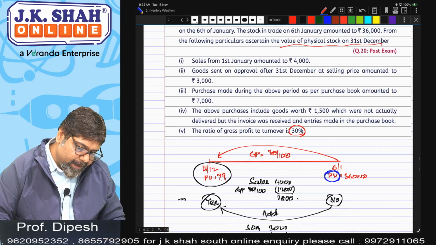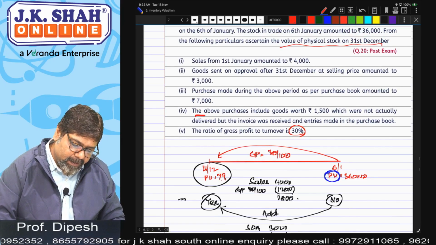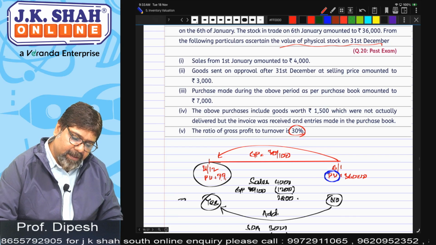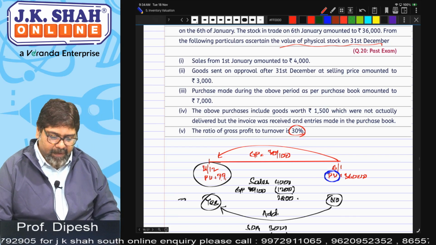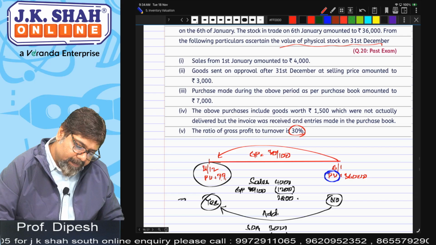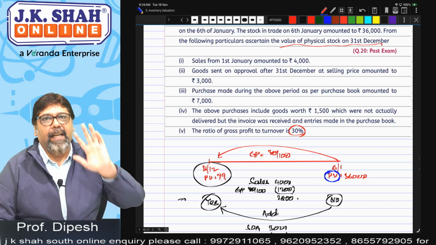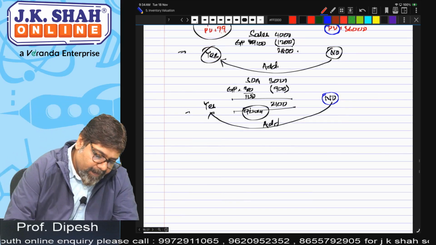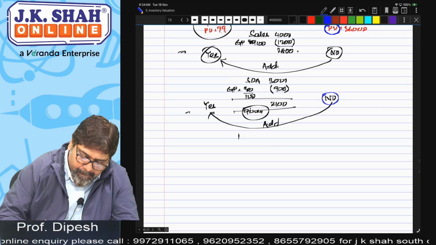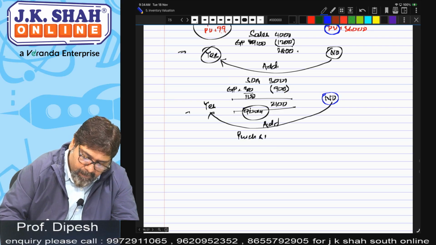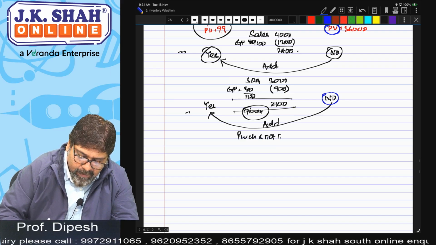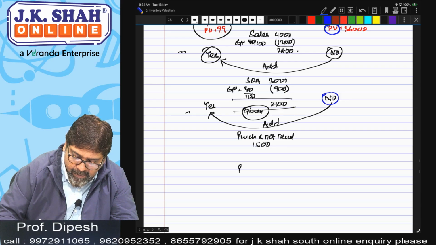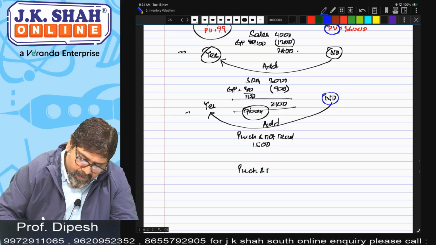Purchases made during the period as per purchase book amounted to 7,000. The above purchases include goods worth rupees 1,500 which are not delivered but the invoice was received. So out of 7,000, the 1,500 delivery is not received. That means how much delivery is received? 5,500. So purchased and not received 1,500, purchased and received.